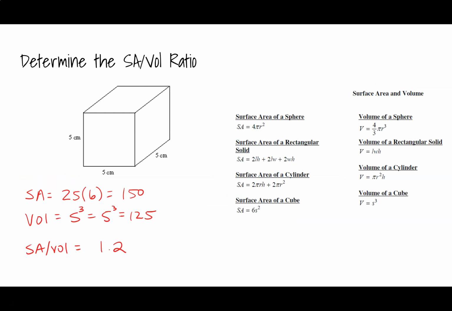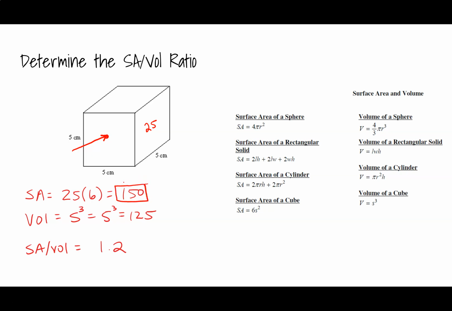Well, what about this scenario? Here, I made the cube bigger. So now, instead of traveling only half a centimeter to get to the middle, now you have to travel 2.5 centimeters to get to the middle. That's a big difference. So let's see what we got. We know that each side is 25. That's the area of one side. So you have to multiply it by 6 because it's a cube. So our surface area is 150.